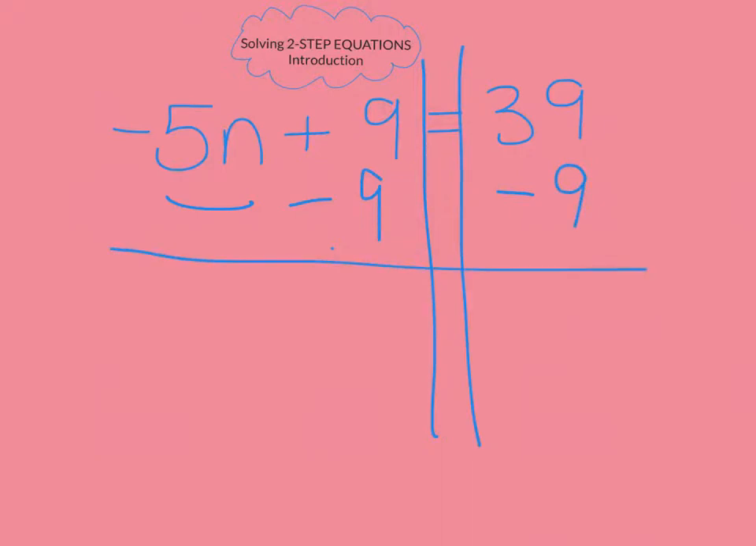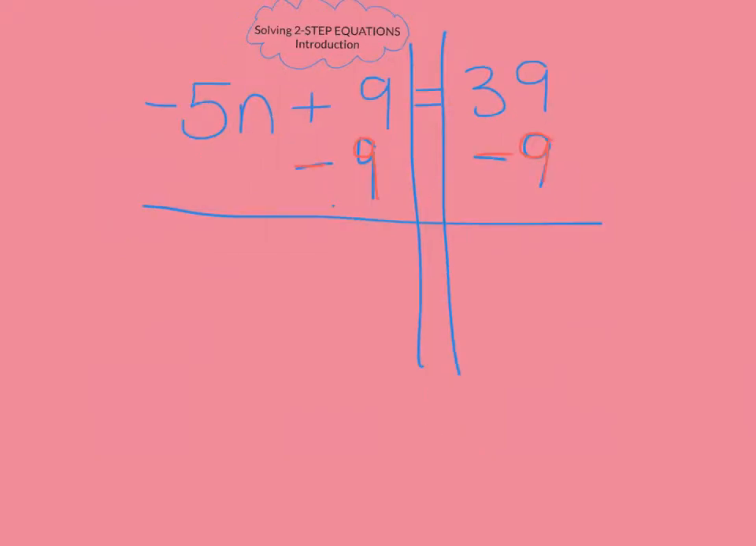Alright, so now what we have here, positive 9 and negative 9, well, that's what we wanted to do, make that go away. Poof, that turns to 0. So now on this side we are left with negative 5n, and 39 minus 9 is just 30. So I'm going to put my equals mark.